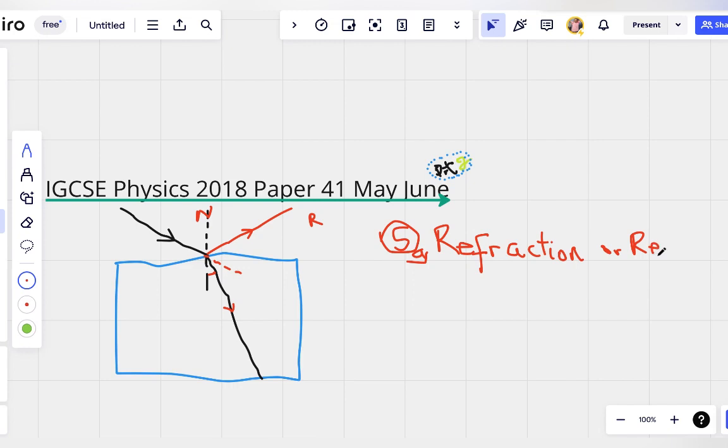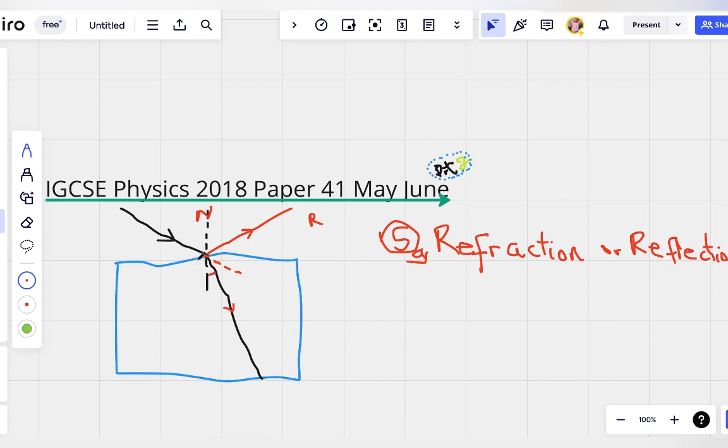But refraction most likely, because a ray that's coming through the air hits the boundary between air and glass, it is certainly going to refract and pass through the glass. The air is optically less dense, while the glass is optically denser. So that's why when the ray enters the glass, it bends towards the normal.